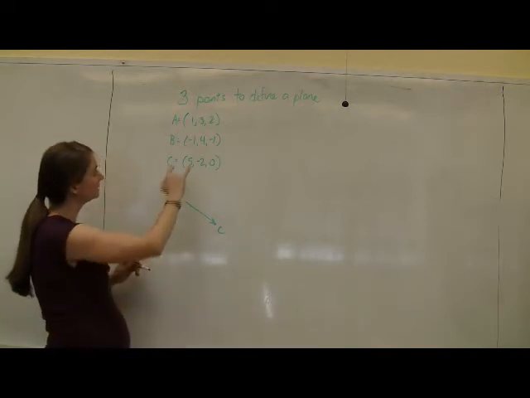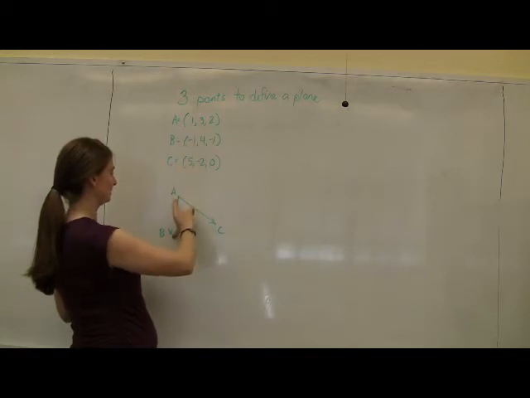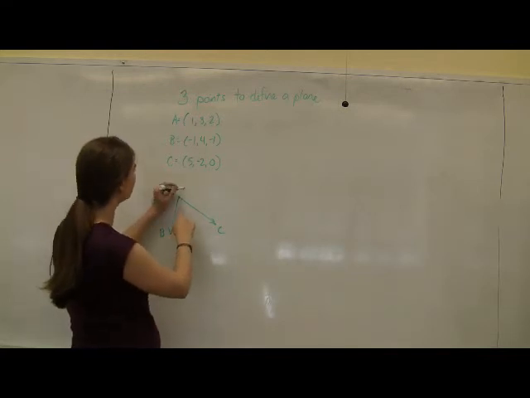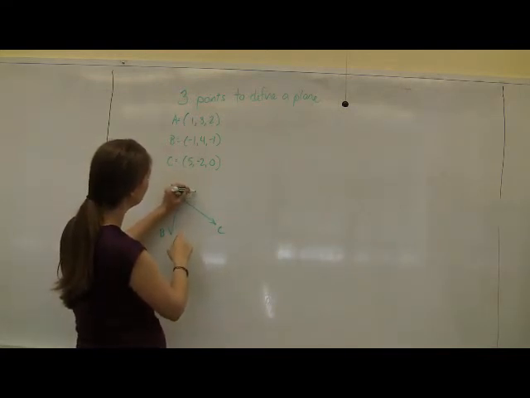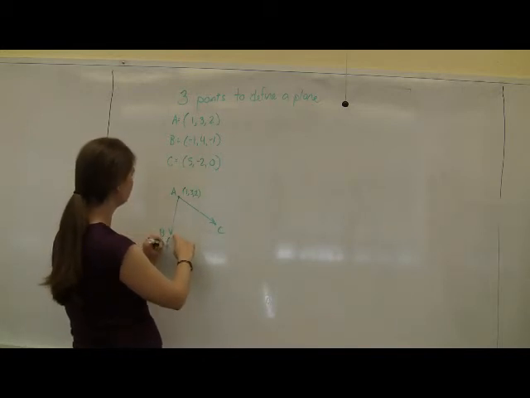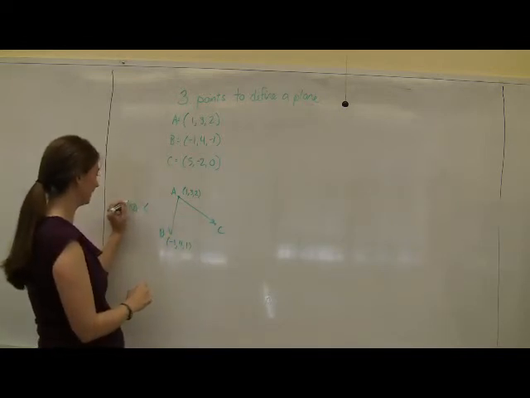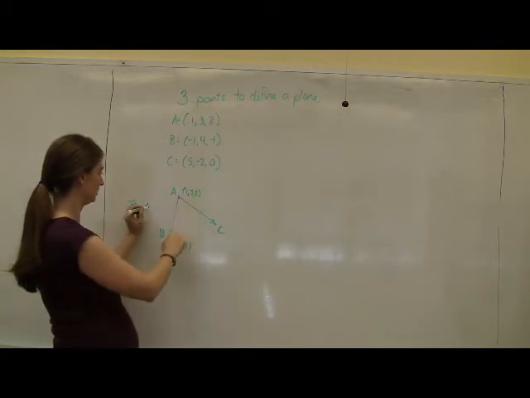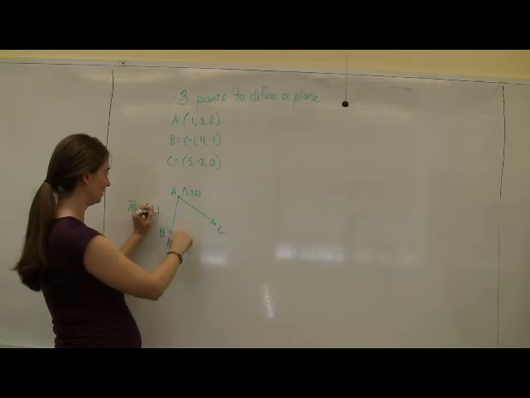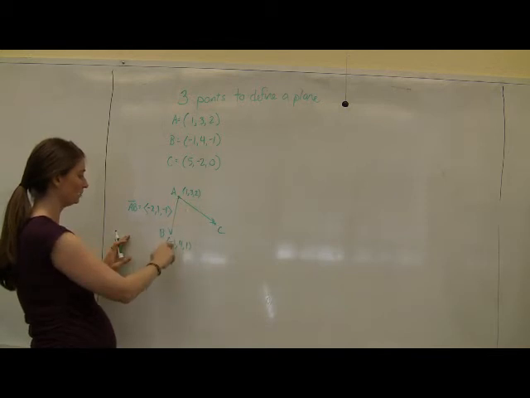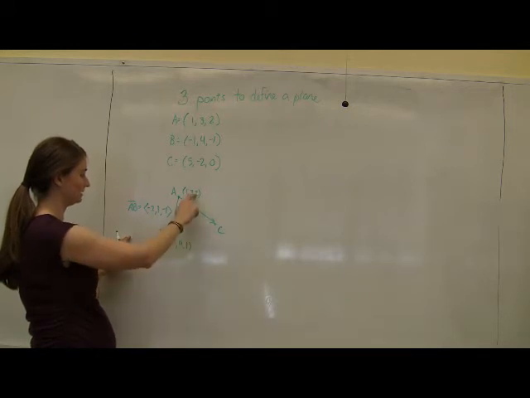So how do we do that? I'm going to take A minus B, actually points in the other direction. So I'm going to take the vector starting at the point 1, 3, 2. I need to end up at the point negative 1, 4, 1. So my first vector, my vector AB, is going to be the vector negative 2, 1, negative 1. And that's taking negative 1 minus 1, 4 minus 3, 1 minus 2.